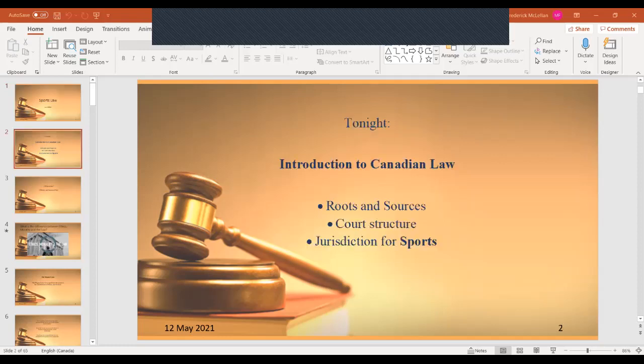All right, so we're going to talk about the roots and sources of the law. We're going to go through the court structure. So if somebody is issuing an action that's relevant to a particular wrong that has happened to them, and again, we'll talk about these in more detail throughout the semester, but I'm going to give you the court structure, primarily in Ontario, obviously, as to how someone would bring a claim if they think they've been wronged. All right, and then we'll touch upon jurisdiction for sports at the end.